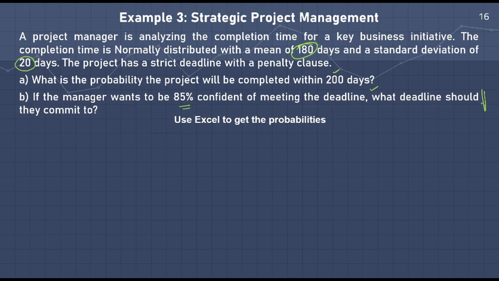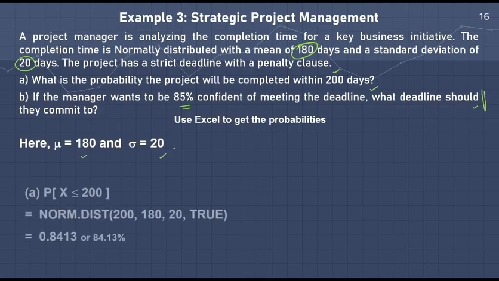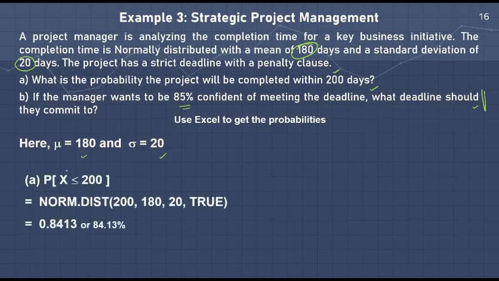That means the probability is given to you, and you are to find the value of X. So let X be the number of days required to complete the project. We have mean mu equal to 180 and standard deviation equal to 20 days. Now, we want the probability that X, the number of days required to complete the project, is less than or equal to 200. We are using Excel here, otherwise the table value has to be provided.